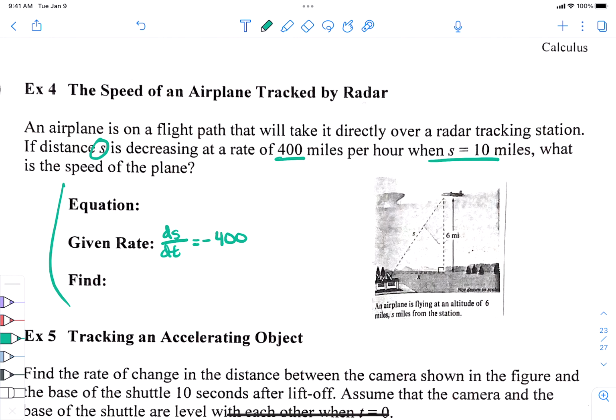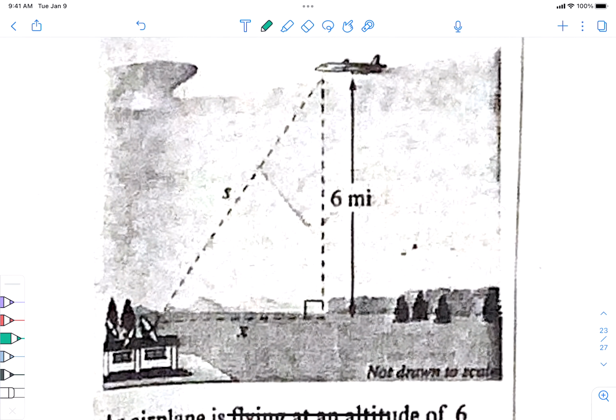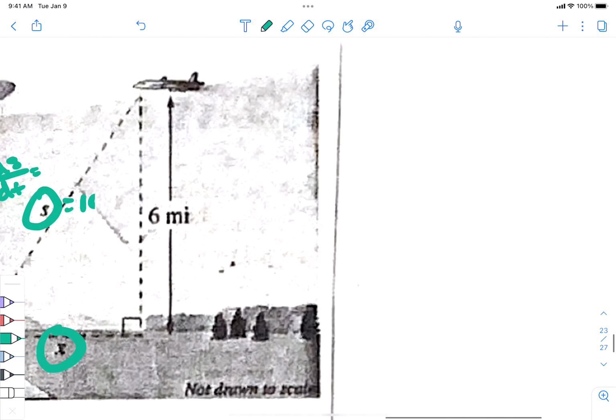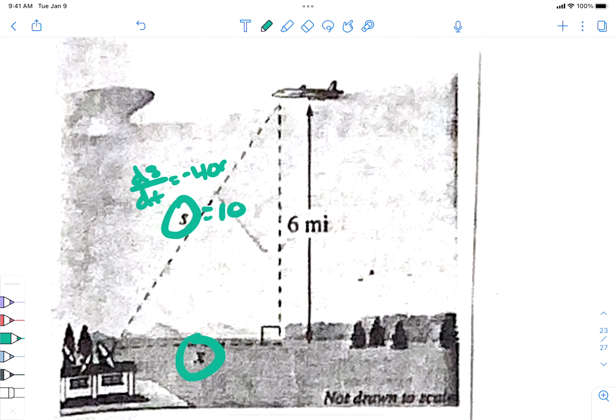When S is 10, so that's another given thing, S equals 10, what is the speed of the plane? Okay, so we don't know what the speed of the plane is, but let's look on this diagram over here. What is the speed of the plane? That's what we're trying to find. Okay, we have 2 variables basically going on here. We have an S and we have an X. So we know S is 10 and we know dS dT is negative 400, okay? We want to look and see what will be represented by the speed of the plane. All right, follow me here.